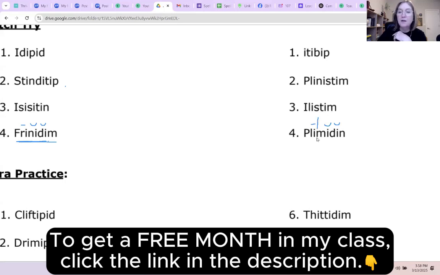If you'd like, you can break it up right here and right here. So this first I says I because of the tap 2 rule. This I says I because it's in the middle. This I says I because of the tap 2 rule. So the first syllable is p, l, I, ply. Then we have m, I, mi. Then we have d, I, n, din. Plymidon. How you doing?